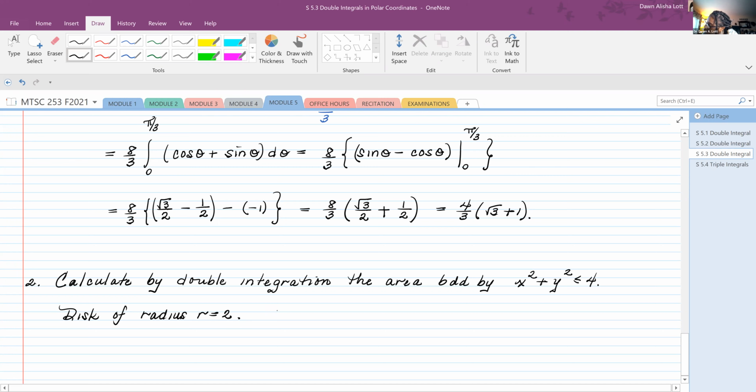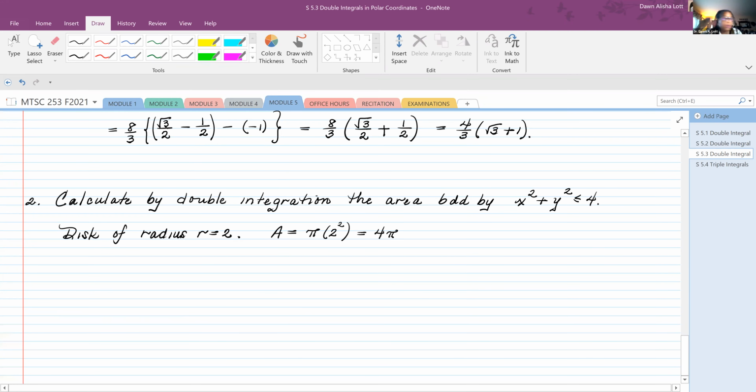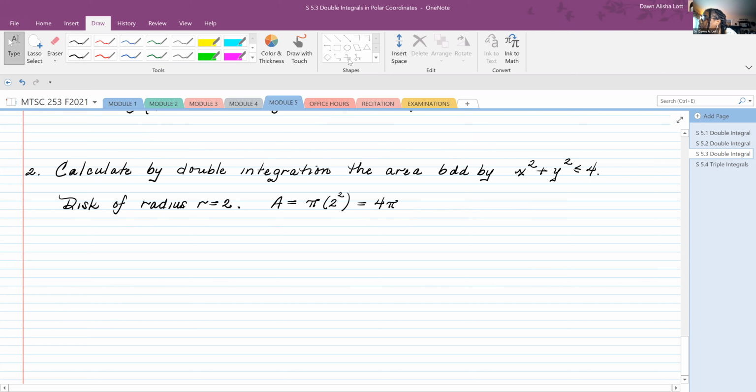So therefore the area should be pi times 2 squared. So I should get 4 pi. Okay, so let's compute it. This is actually rather easy.